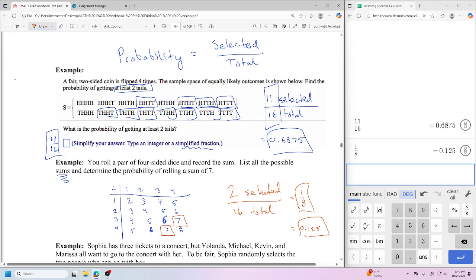Some other options would be like, well, what would make a 7? As long as I have it no more than 4. Would 4 and 1 make a 7? Would 4 and 2 make a 7? Would 4 and 3 make a 7, but not just 4 and 3, but also 3 and 4, right? So those are the two options to be able to get 7. So you could say, I've got 2 selected out of 16 total. Cool? So a couple different ways, but any questions on that?